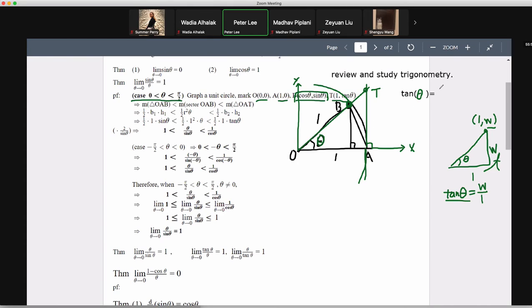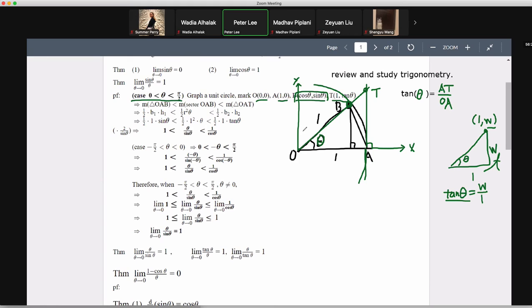The tangent theta is AT over OA. In our case, OA is 1, and AT is that value, the y-coordinate of the point T. Anyway, that's the diagram we need.